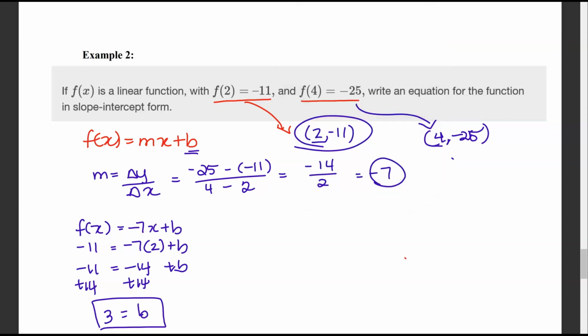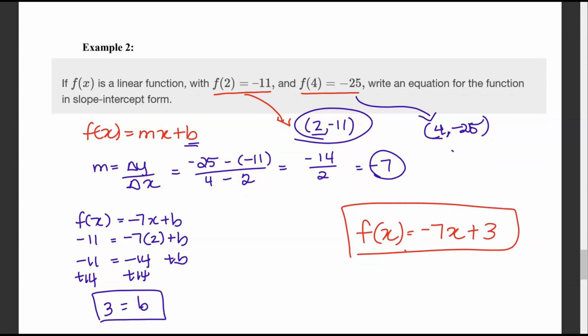That means now that I know what b and m is, I can go ahead and plug that in. So I get f of x is equal to negative 7x plus 3. That's our function.